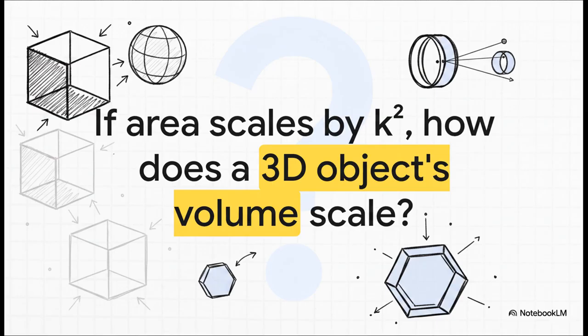So, pretty cool, right? We've seen how this one powerful idea, similarity, connects everything from an ancient camera to a shadow on the ground. We know that when you scale a 2D shape's sides by k, its area scales by k squared. So that leaves me with one final question for you. What do you think happens when we jump into 3D? If you scale up a box or a ball by a factor of k, how does its volume change? It's a really fascinating extension of this whole idea. Thanks for diving in with me on this one.